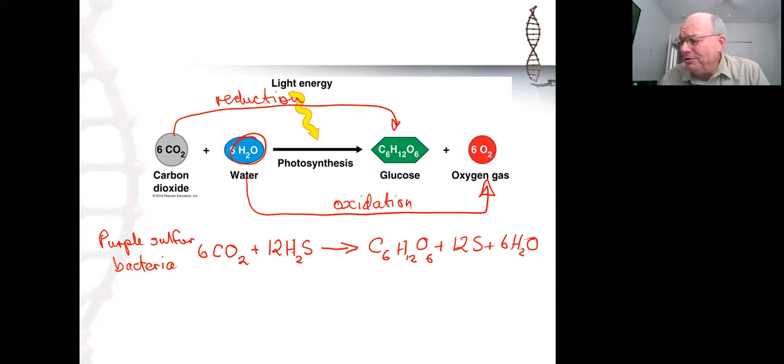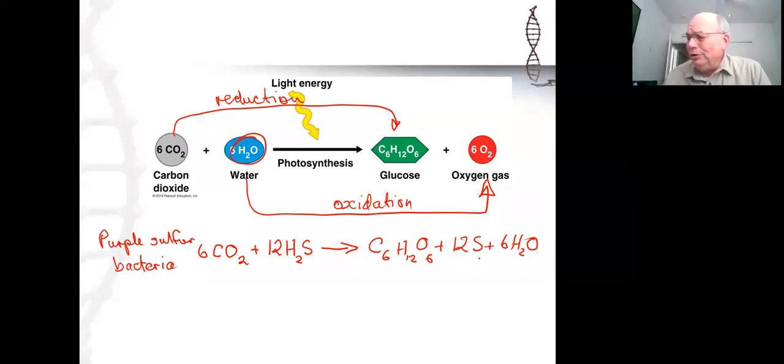But what Van Niel realized was that all the electrons for reducing the carbon dioxide came from H2S. And the sulfur was released as pure sulfur. And if you ever look at a picture of a purple sulfur bacterium, you'll see little yellow blobs, globules inside the cytoplasm of the cell. Those are globules of pure sulfur as an end product to what's going on here.